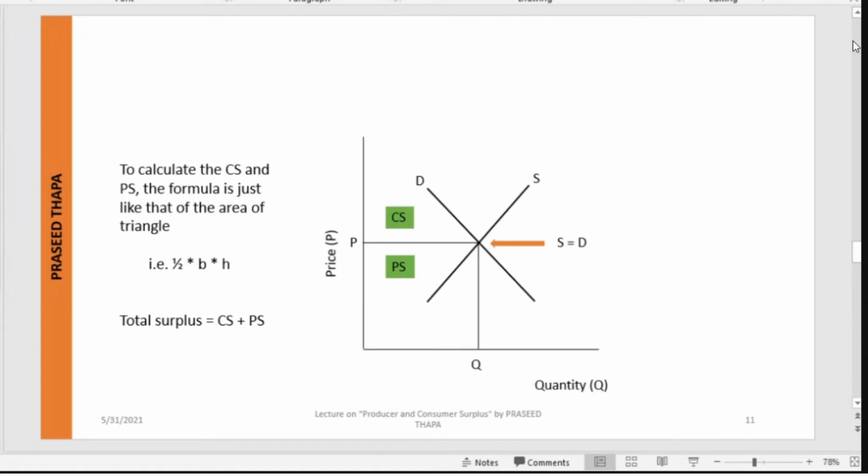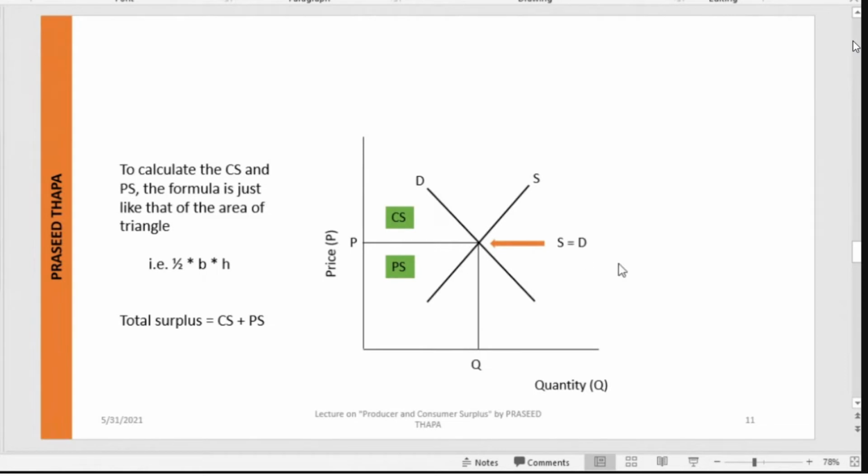Now we have understood the consumer surplus and the producer surplus. Let's see about the total surplus. Total surplus is nothing but the sum total of your consumer surplus and the producer surplus. That is the net welfare to the society, the societal benefit, simply called the total surplus. The formula to calculate the total surplus is CS plus PS, and the area is calculated as half base into height. Then we will do the numerical exercises here, and based on those numerical exercises you will be much clearer.